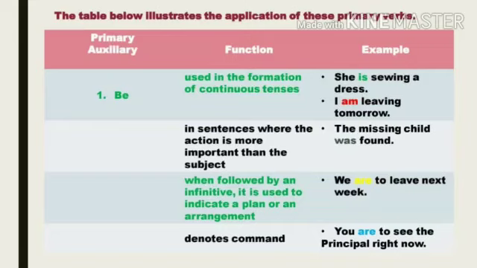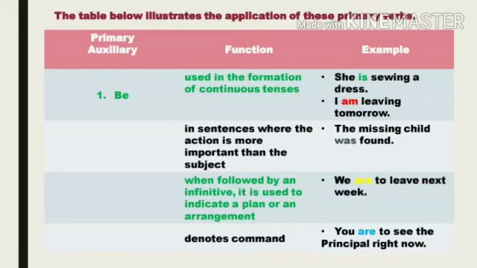These primary auxiliary verbs can also be used in the sentences where action is more important than the subject. Like, the missing child was found. You can also understand that these auxiliary verbs can be used in framing passive sentences. The sentence given here is a passive sentence where was is an auxiliary verb and found is the past participle form of the verb find.